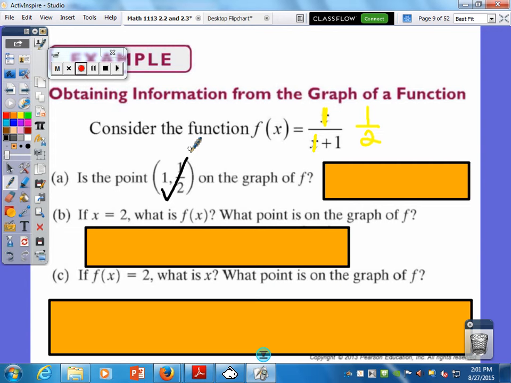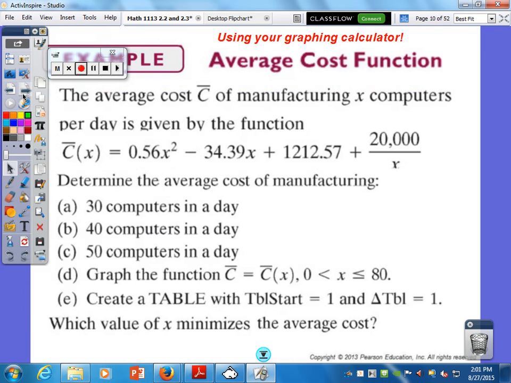If x is equal to 2, what is f of x? It's asking you to substitute it in and give me a point. I thought we would look at that, but here's what I'm concerned about: will you be able to show me the work? You should be able to show me the work. Don't just tell me yes. Substitute it in and actually make it work.